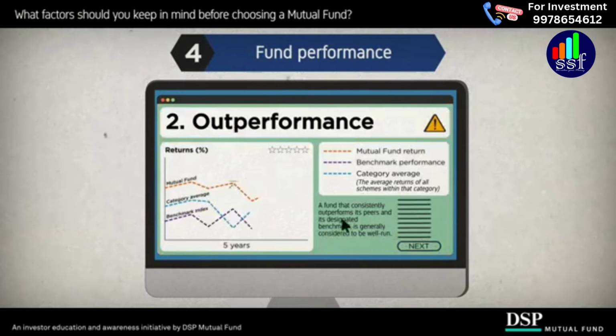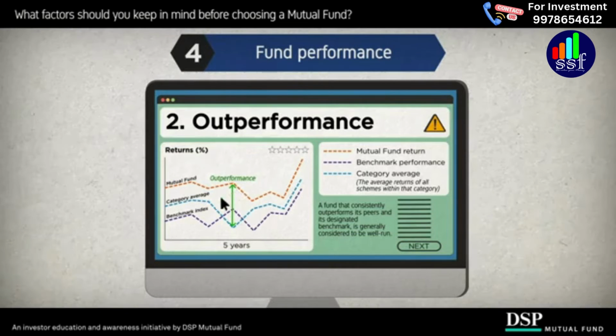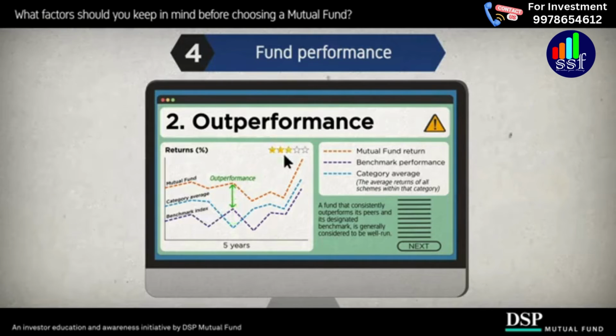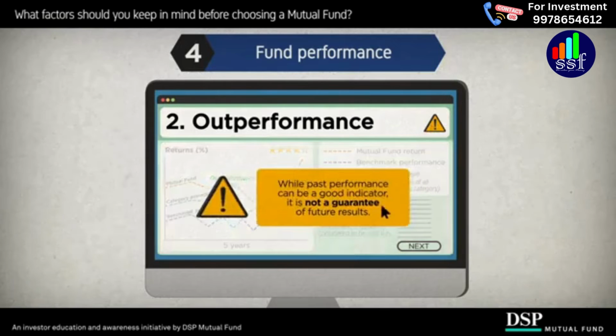A fund that consistently outperforms its peers and its designated benchmark over the short and long term is generally considered to be well run and most likely to bring you positive returns. But do remember that while past performance can be a good indicator, it is not a guarantee of future results.